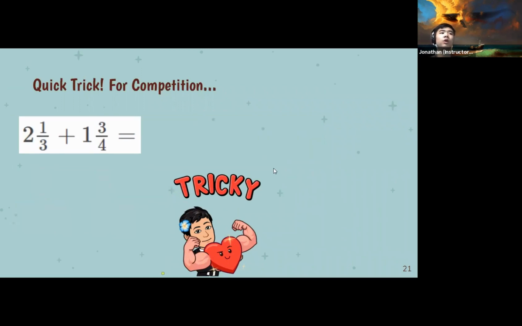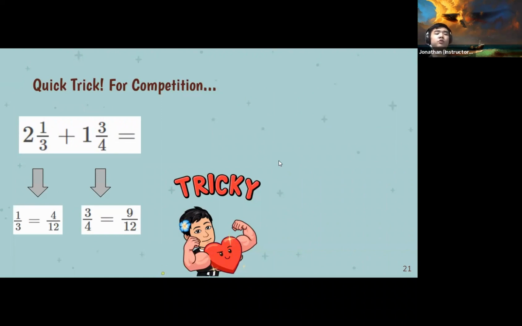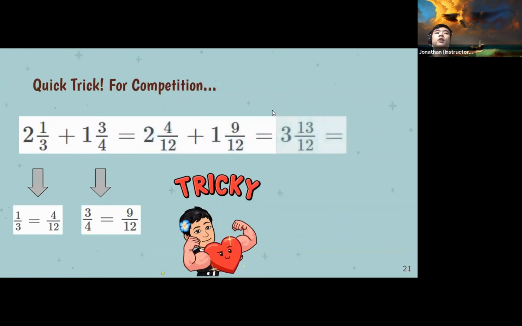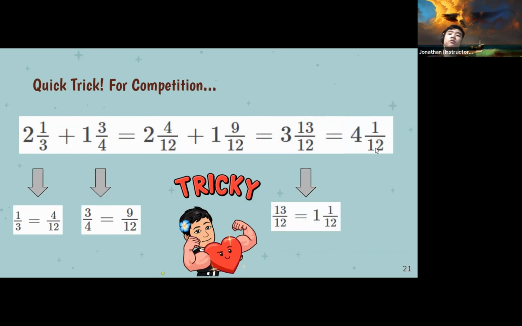Okay, so how about another example? Convert 1/3 to 4 over 12, 3/4 to 9 over 12, 2 and 4/12 plus 1 and 9/12. You get 3 and 13/12. But 13 over 12 is an improper fraction, so you just convert 13 over 12 to 1 and 1/12 and add. So 3 and 13 over 12 is equal to 4 and 1/12. So if you're looking for speed and stuff like that, just try this method and you'll be good.